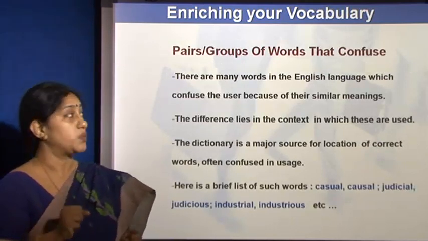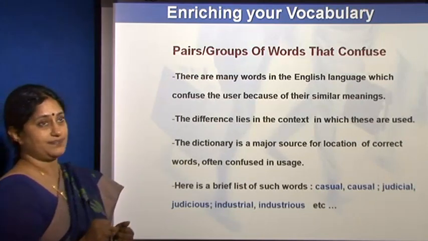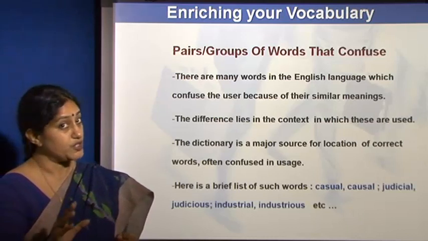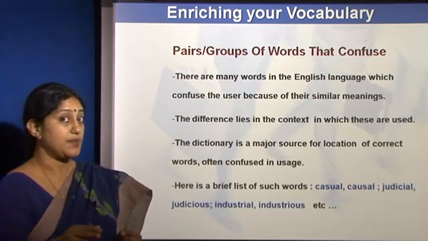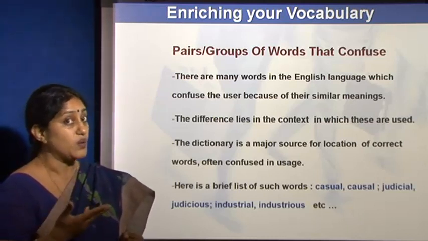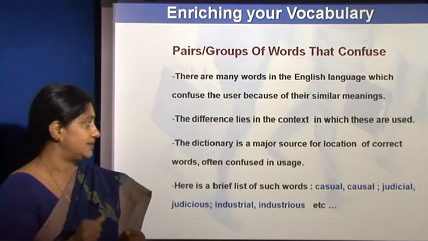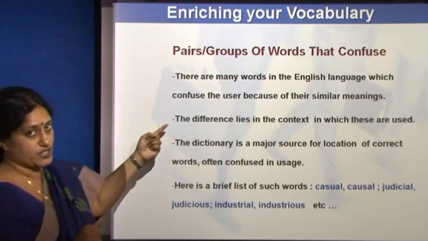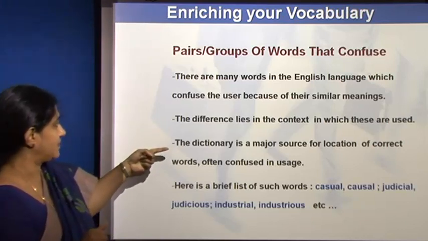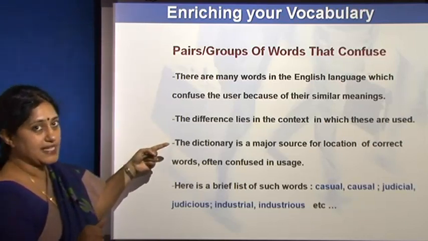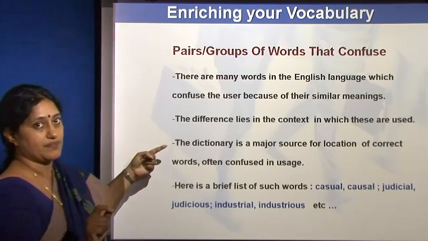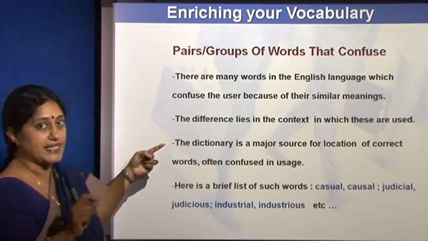Pairs, groups of words that confuse. There are many words in the English language which we need to be careful about. Some may be homophones. They may sound the same, but they are different. The difference lies in the context in which they are used, and we'll see some of them. To understand their meanings, the best source is the dictionary, and then using them so that we are clear about their meanings later.